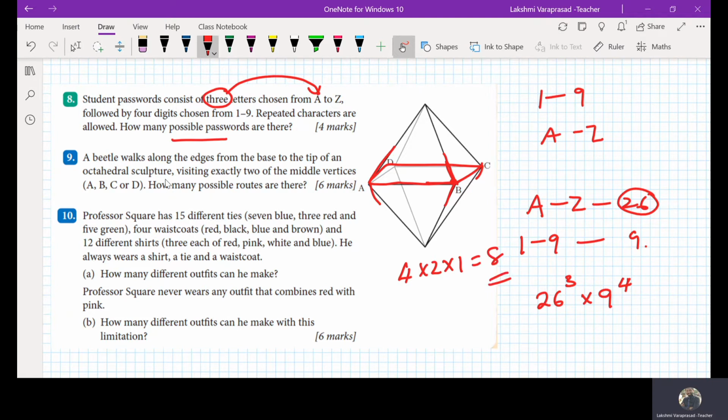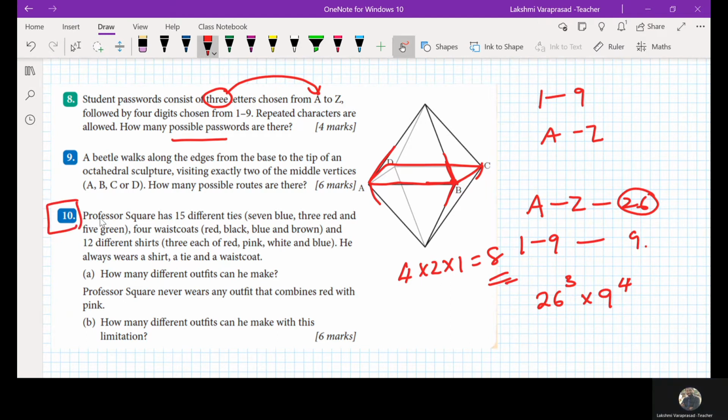Look at now, I'll explain again. A beetle walks along the edges from the base to the tip of an octahedral structure, visiting exactly 2 of the middle vertices. So how many ways? The 4 into 2 into 1, that is the total. Now look at the 10th question.